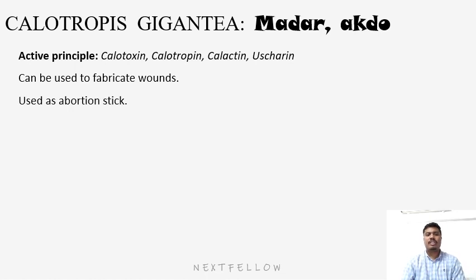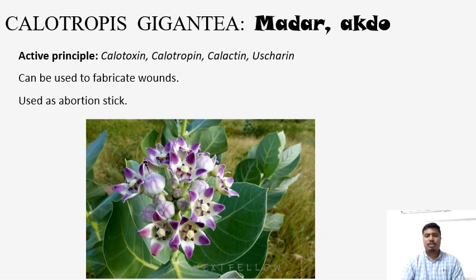It is also used as an abortion stick. So this is Calotropis gigantea. Also, the roots are very poisonous to cobra. It can kill a cobra.